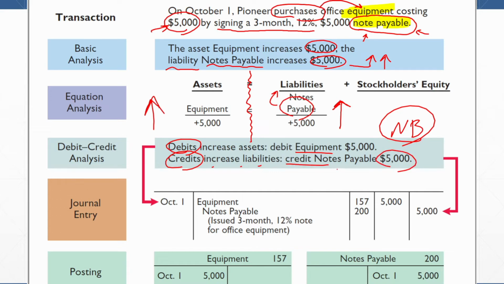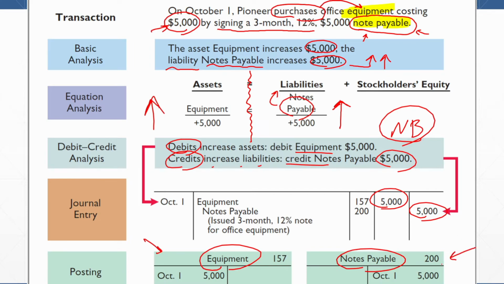Now we are ready to journalize our transaction. Remember, always, always, always, first go with the account which is debited. In this case, it is equipment. And then go with the credit account. So we debit equipment 5,000, we credit notes payable 5,000. Now we can post this transaction into their related ledger accounts, equipment account and notes payable. Hey, aren't they familiar? They are basically T accounts, right? So ledger accounts are basically T accounts.